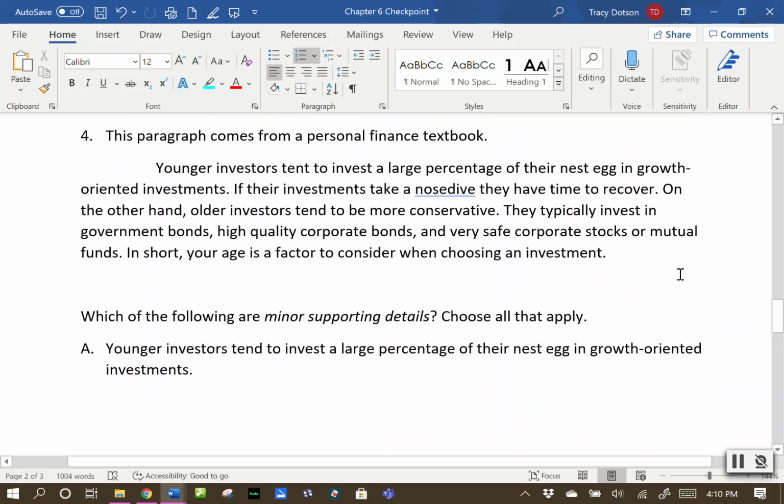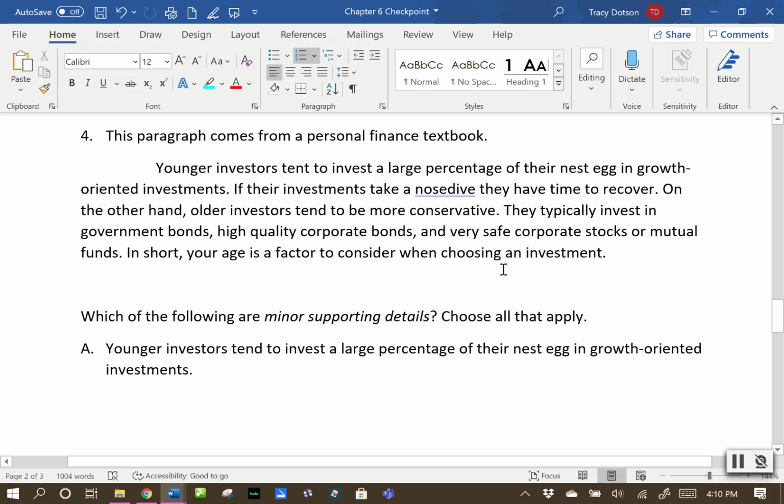Number 4, this paragraph comes from a personal finance textbook. Younger investors tend to invest a large percentage of their nest egg in growth-oriented investments. If their investments take a nosedive, they have time to recover. On the other hand, older investors tend to be more conservative. They typically invest in government bonds, high-quality corporate bonds, and very safe corporate stocks or mutual funds. In short, your age is a factor to consider when choosing an investment. So here we're looking for the minor details, not the major.